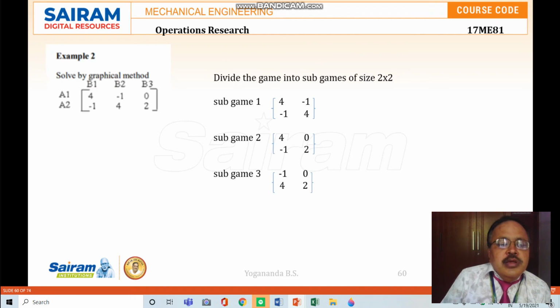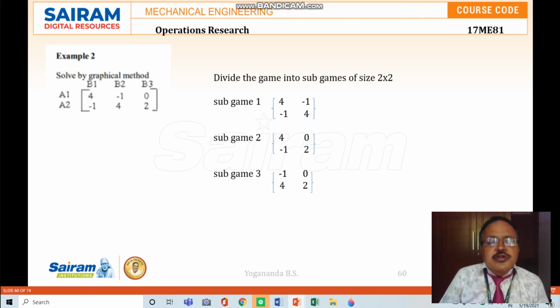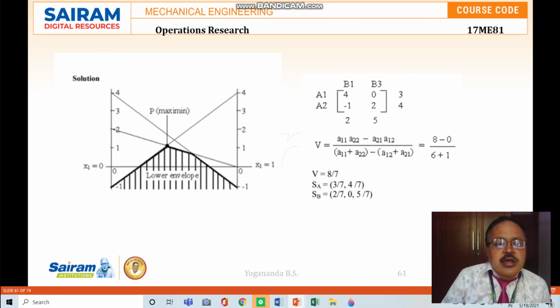Then next problem. So here, 2 options for player A, 3 options for player B. Divide the given game into sub games of size 2 by 2. 4 minus 1, minus 1 4. Then 4 minus 1, 0 2. Then minus 1 4, 0 2. So we have 3 sub games. Since it is 2 options for player A, do or die, the lines are drawn for player A, A1, A2. If it is for player B, we will write B1, B2.